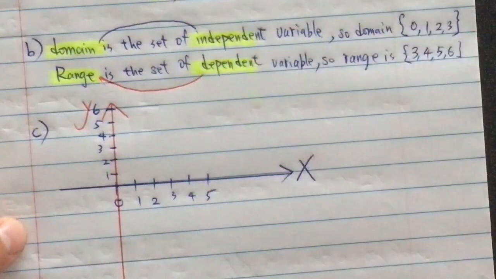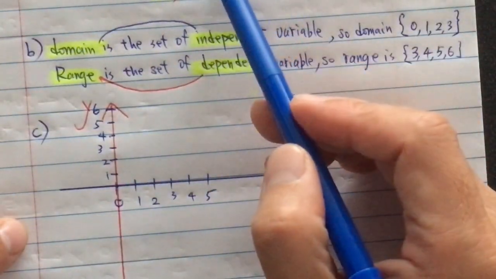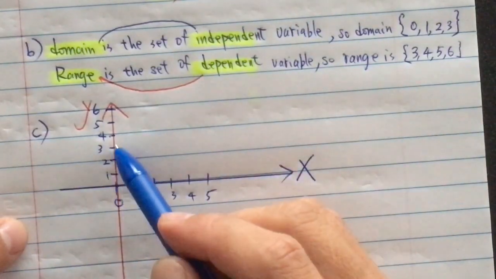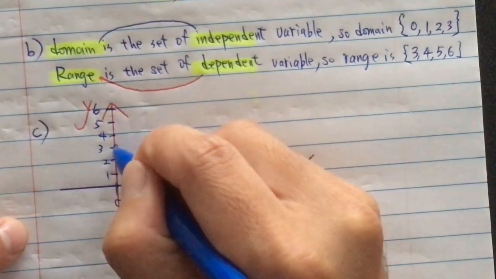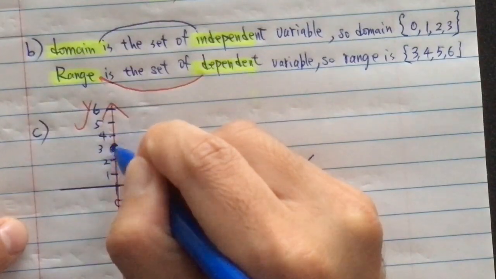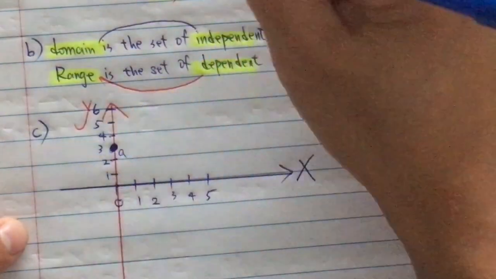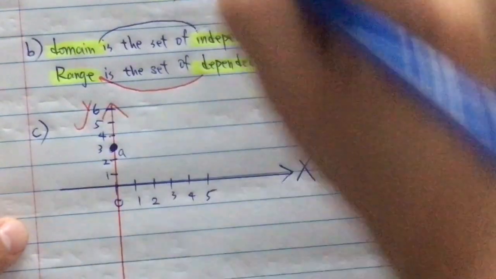Okay, the first point, what's the first point? When x equals 0, y equals 3. When x equals 0, y equals 3 is here. Okay, this is point A. Let's say this is point A.